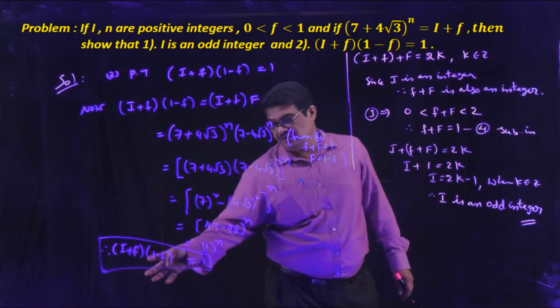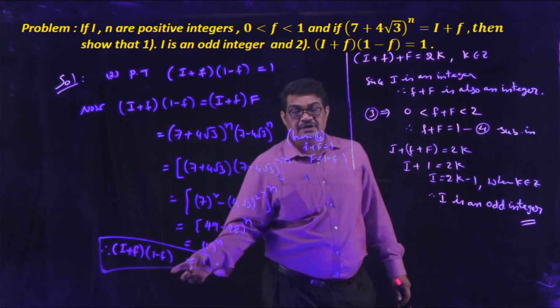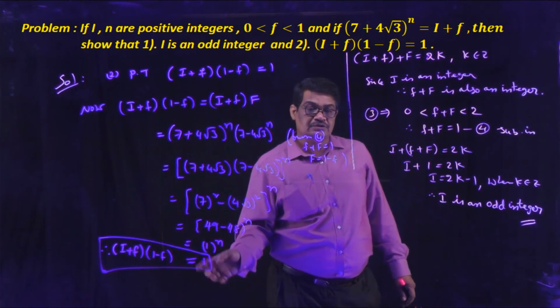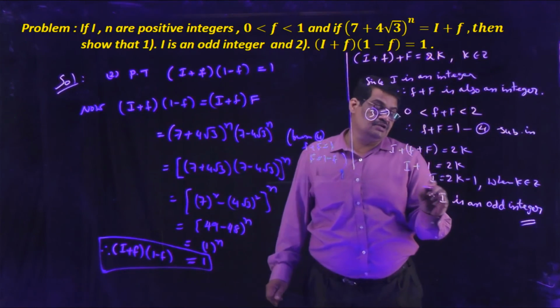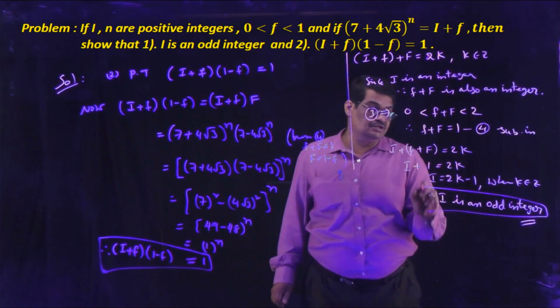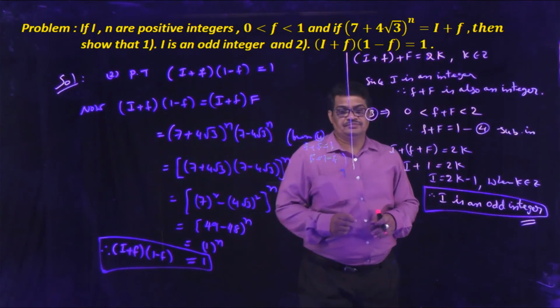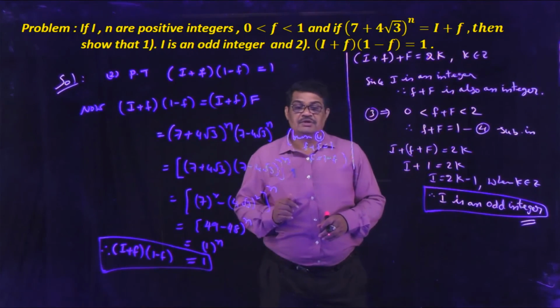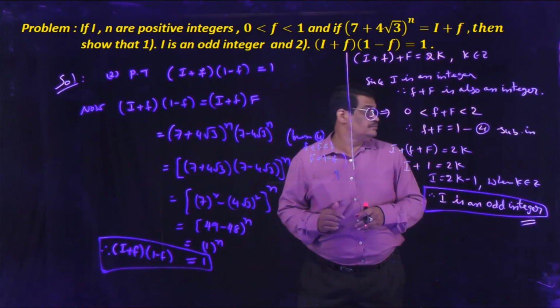What is the second result? I plus f into 1 minus f is equal to 1. So this is the second result, and I is an odd integer is the first result. We are proving these two things, given 7 plus 4 root 3 whole power n is equal to I plus f.